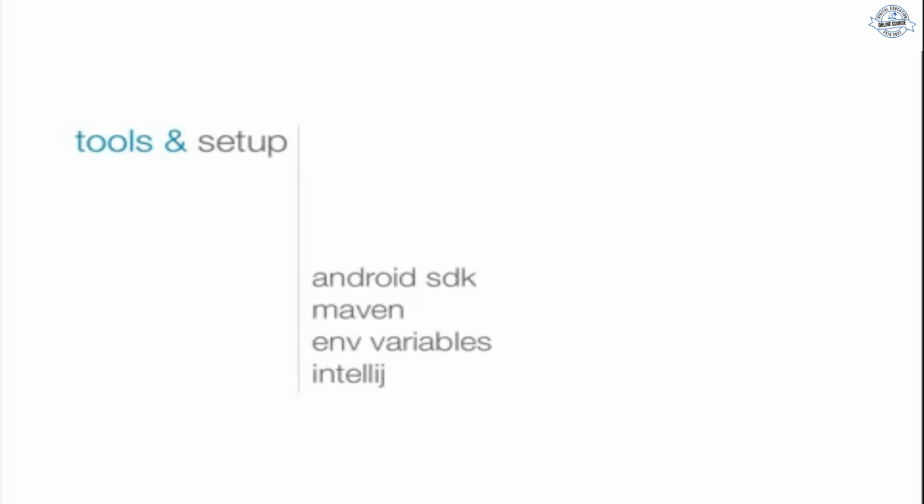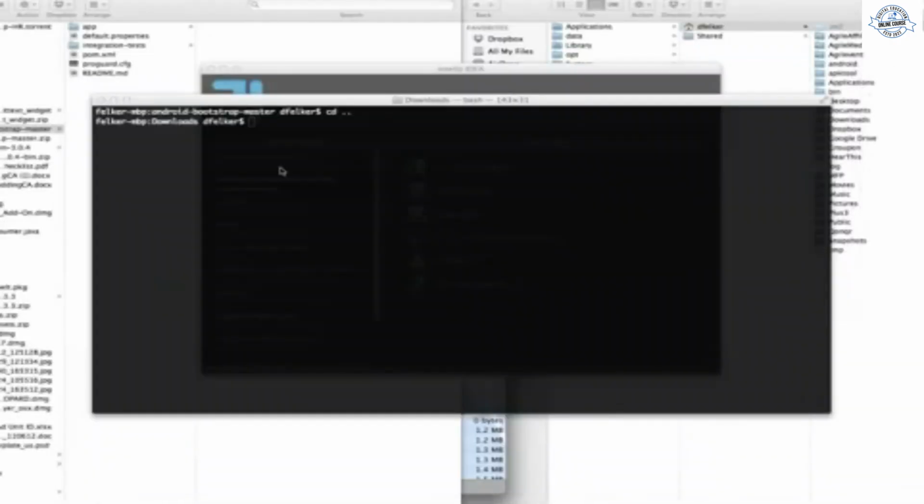We're going to be using Maven. We need to set up a couple of environment variables. And we'll also be working with IntelliJ. I recommend using IntelliJ for building and working with Android Bootstrap, as it makes life a whole lot easier. So let's go ahead and hop in here and get started.